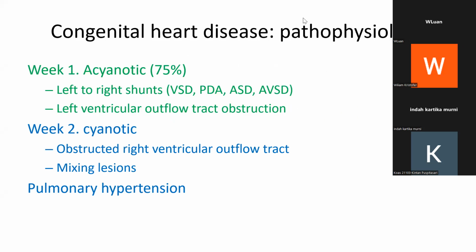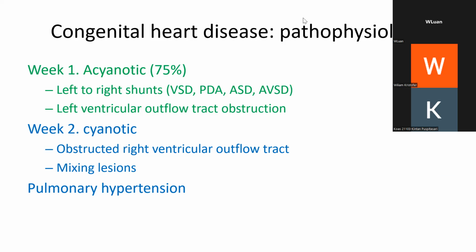As I say, last time we spoke, which was about 3 weeks ago, we talked about acyanotic heart disease, and that makes up 75% of all types of congenital heart disease. So we talked about left to right shunts like VSDs and PDAs and ASDs and AVSDs. And we spoke also a bit about left ventricular outflow tract obstruction as aortic stenosis and other things. But today, just like we talked about left ventricular outflow tract obstruction, we'll be talking partly about obstructed right ventricular outflow tract, so the pulmonary valve or the pulmonary infundibulum.